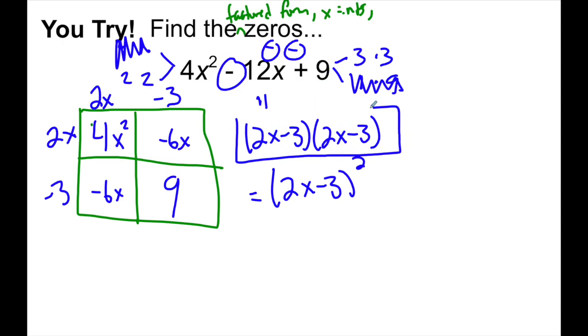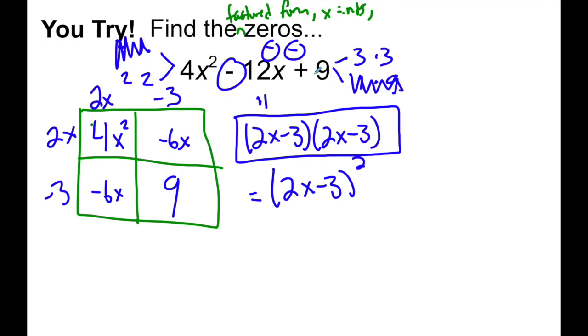So this is factored form. The factors, in this case, are both the same. So there's only one factor that is unique, right? And that's 2x minus 3. There's not a different factor from 2x minus 3, right? So if both the factors are the same, I only have one actual factor. It's just repeated. That means for each factor, you have an intercept. So that means I'm going to have one unique x-intercept.